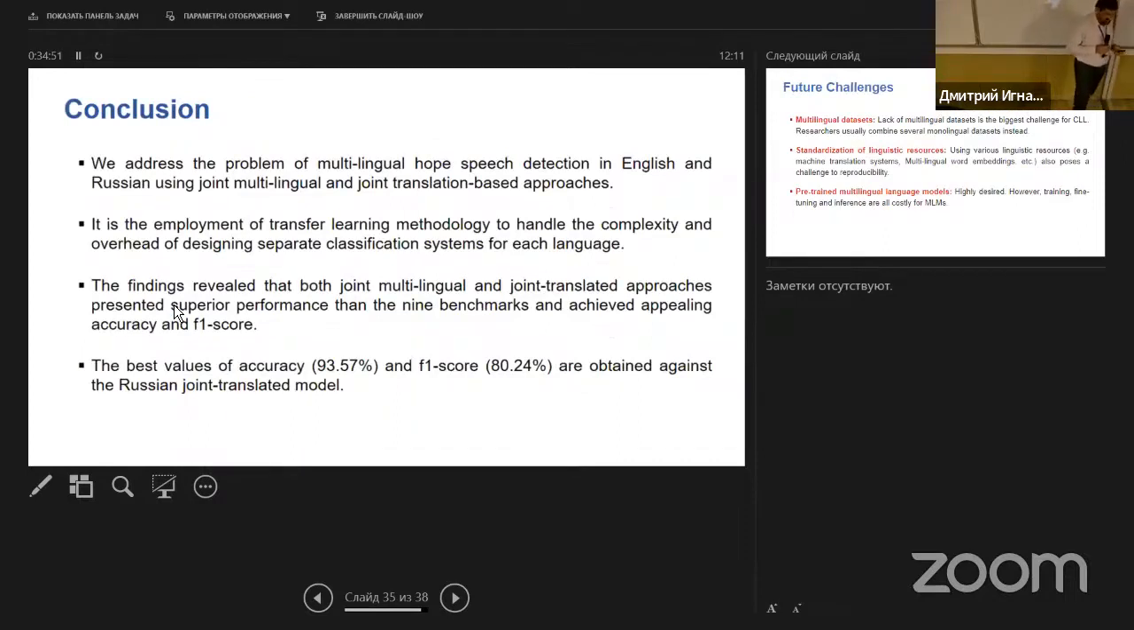Okay, so concluding this case study, we applied the transfer learning methodology to handle the complexity and the overhead of designing a separate classification system for each language. We handled this issue using transfer learning. So our two proposed methodologies, joint multilingual and joint translation based approaches, presented superior performance as compared to the benchmarks, and the best performance metrics are added in the last point. You can see the accuracy is 93.57%, F1 is 80.2%.